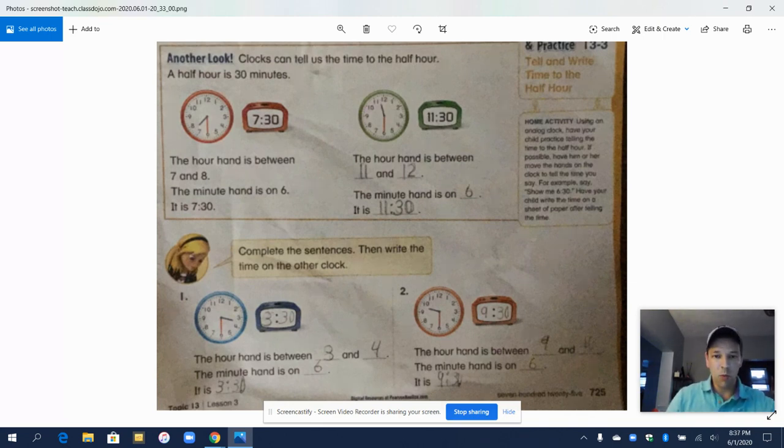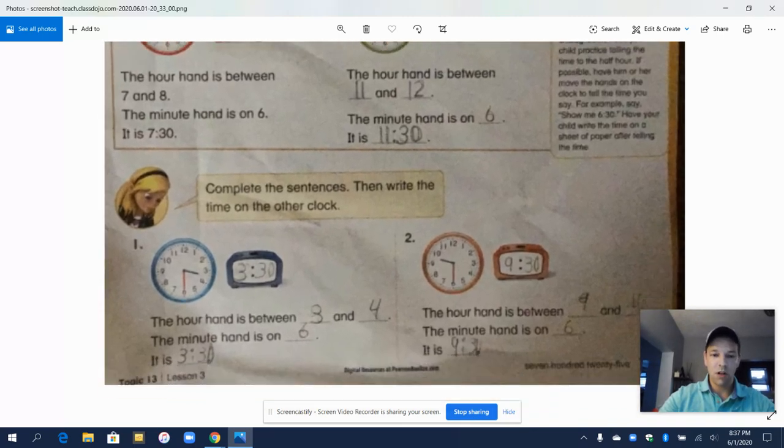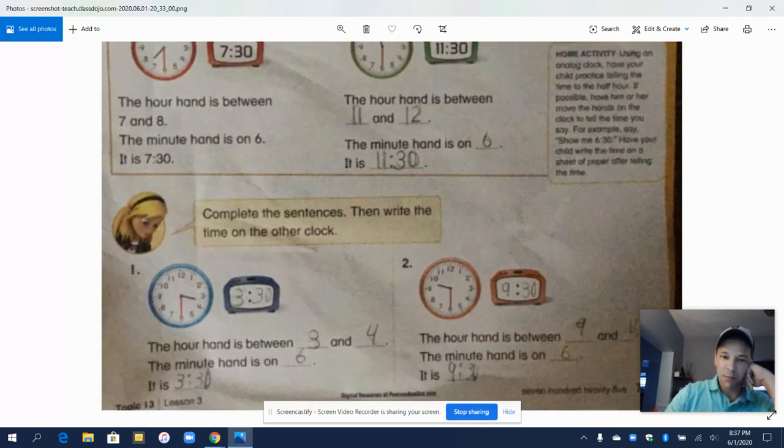So if I look down at number 1 and number 2, which is where I'm going to start, it says complete the sentences, then write the time on the clock. Well, the hour hand is between what numbers? Journey said 3 and 4, because it's not 4 o'clock yet, but it is half past 3. The minute hand is on the 6, which stands for 30, or half the clock. So you can say half past 3, or you can write it is 3:30. And number 2 is done perfectly as well. So hopefully you remember what we did yesterday with time to the half hour.